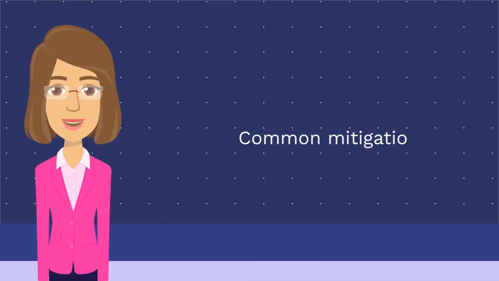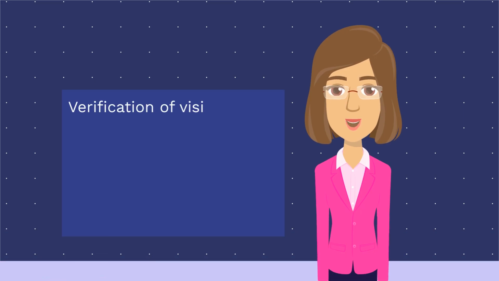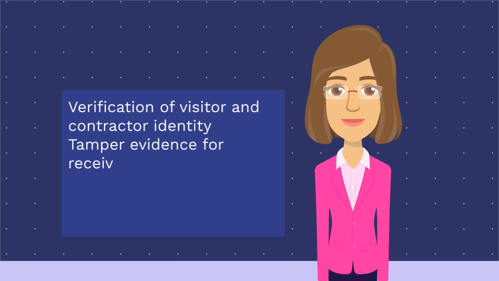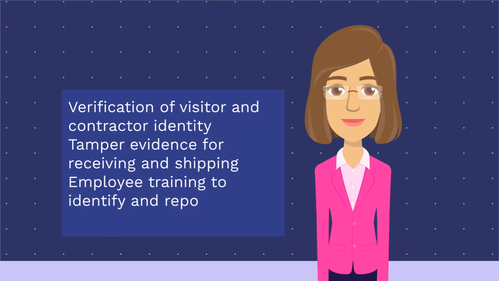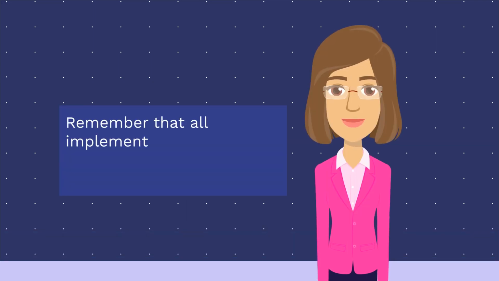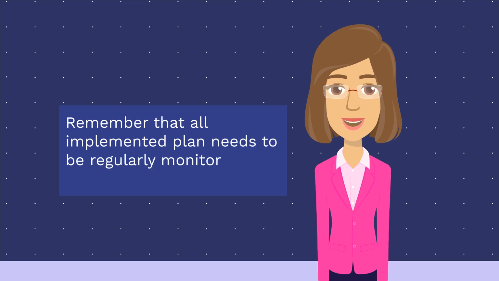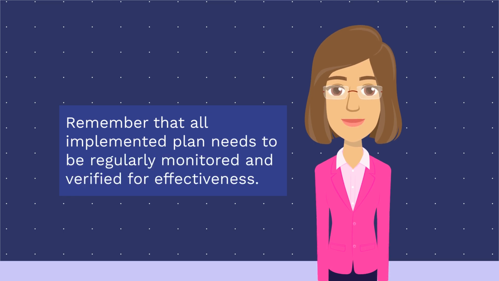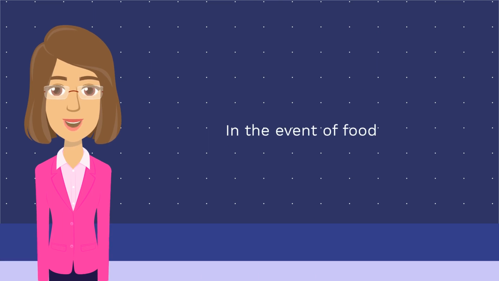Common mitigation strategies include verification of visitor and contractor identity, tamper evidence for receiving and shipping, employee training to identify and report suspicious activities, maintaining the food defense plan. Remember that all implemented plans need to be regularly monitored and verified for effectiveness. In the event of food defense, it might be monitoring these activities.